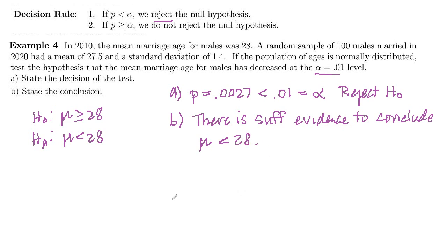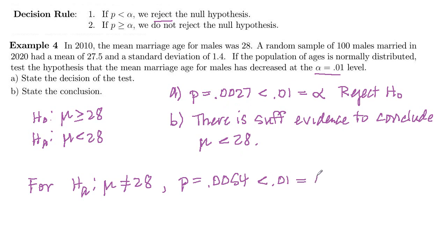And then remember for the two-tailed test, where HA was mean not equal to 28. For that one, our p-value was double this. It was 0.0054, which is still less than 0.01, which is our alpha. So if we were doing the two-tailed test instead, we would still reject H0. And then this would be the same.